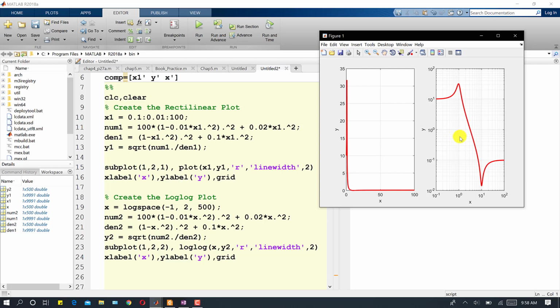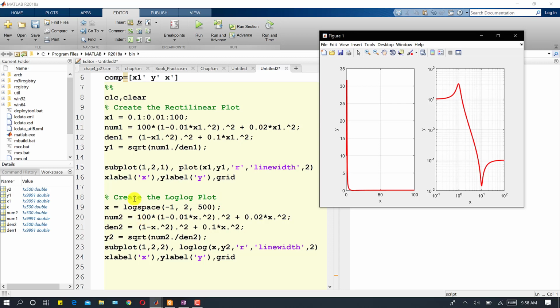But now when we want to plot a logarithmic plot, what we will do is generate the x values from 10 raised to the power minus 1 to 10 raised to the power 2. So we will use the logspace function between minus 1 to 2. What is 10 raised to the power minus 1? In other words, it's 0.1. So we have generated the x values between 0.1 and 100, and they are logarithmically spaced.